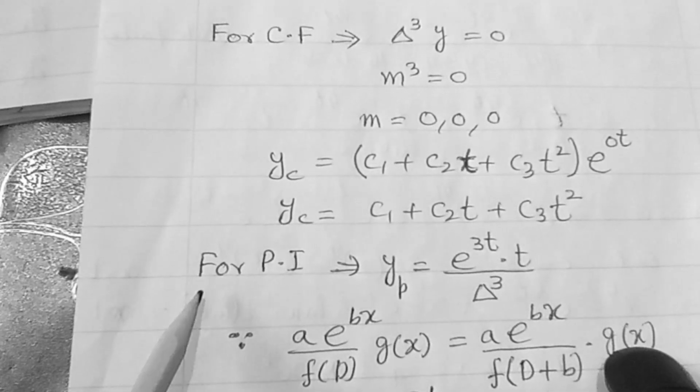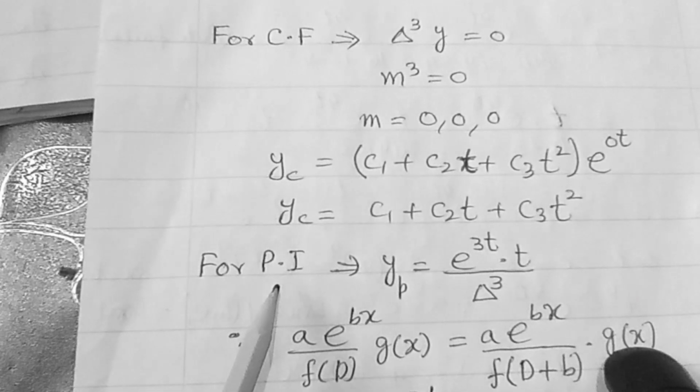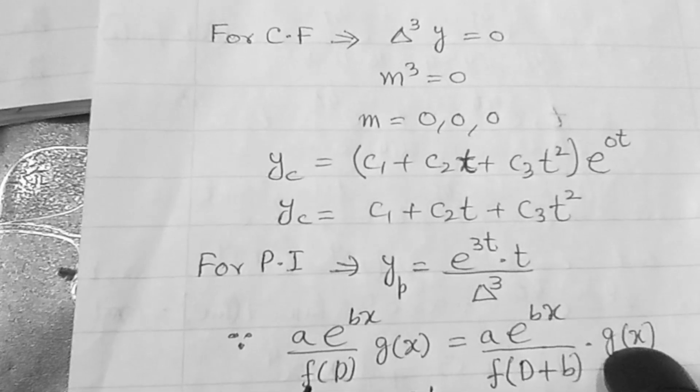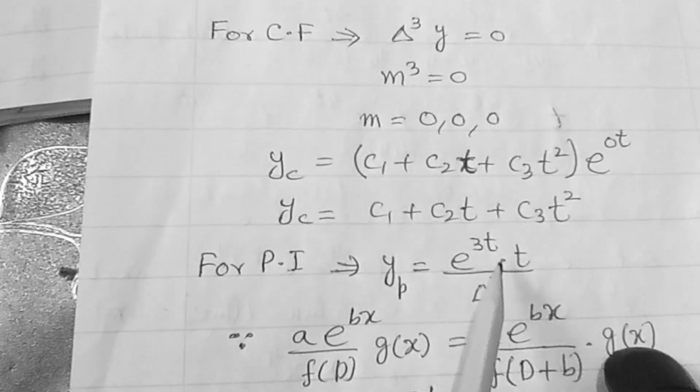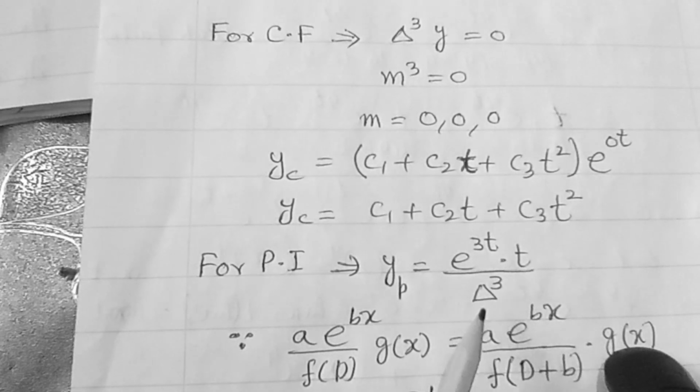Now we are going to find the particular integral from equation number 1. Yp is equal to what? Exponential 3t into t, the whole divided by delta cubed.